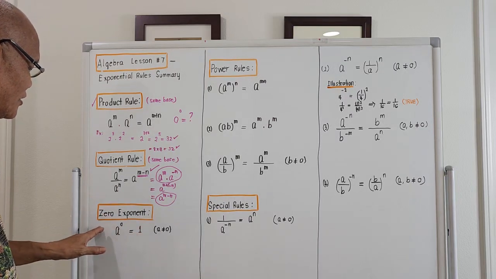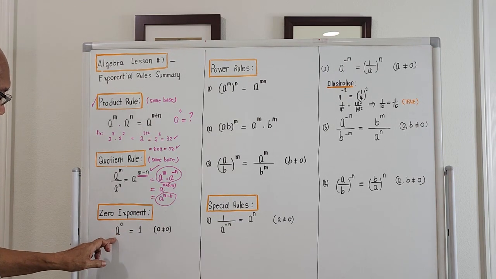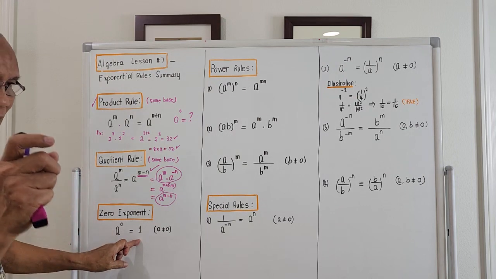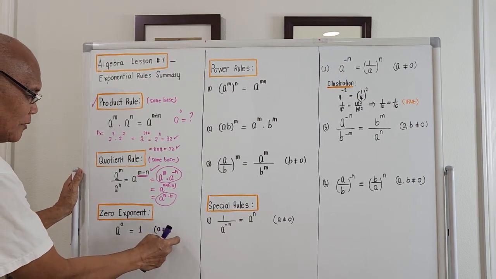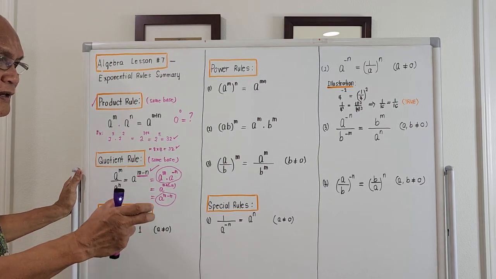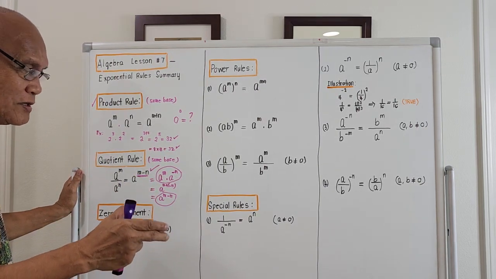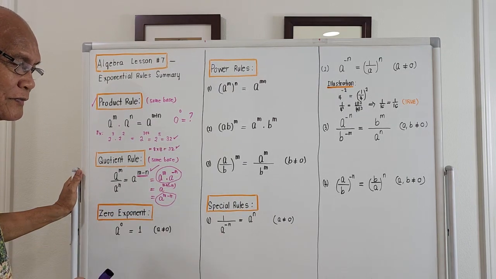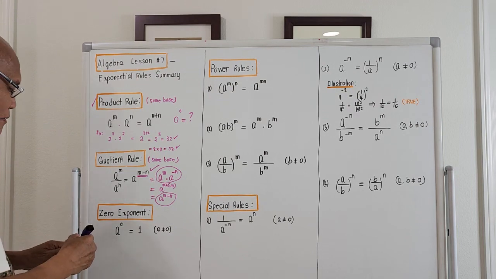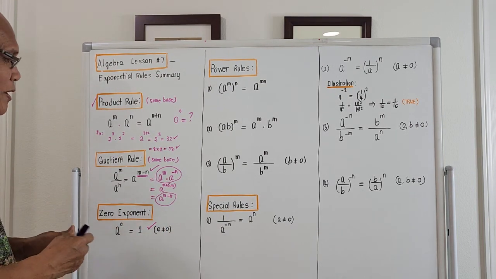That's why under the zero exponent rule, any positive number raised to zero power should be equal to 1. With the given condition, a should not be equal to 0. The meaning of this, any number, I think whether it is positive or negative, okay, should be equal to 1. Okay, that's it. Just don't forget that one.